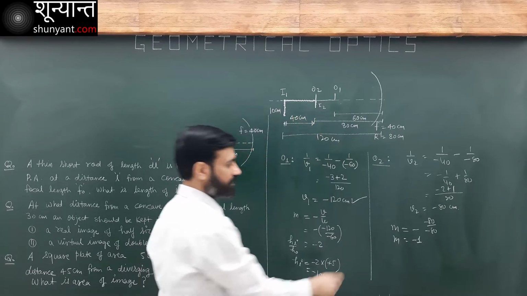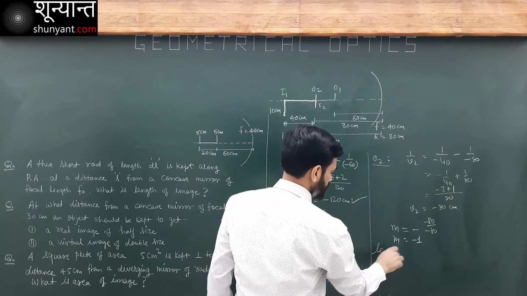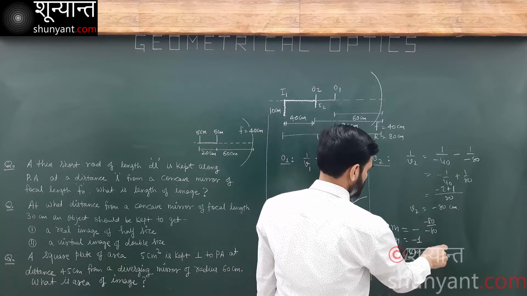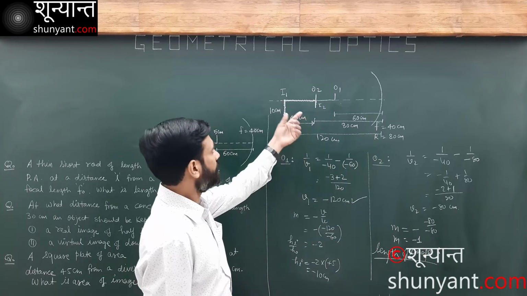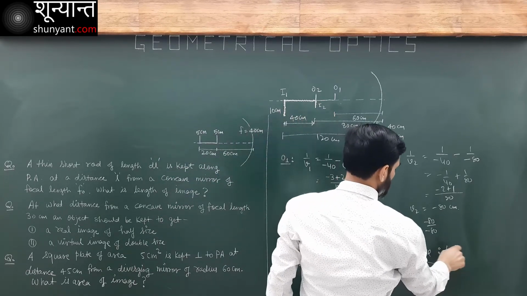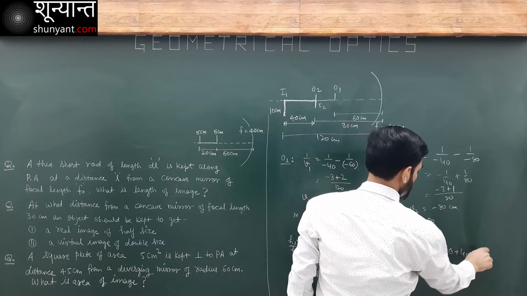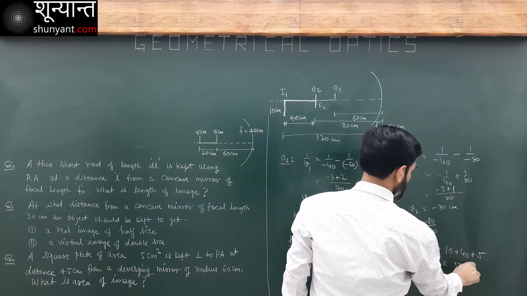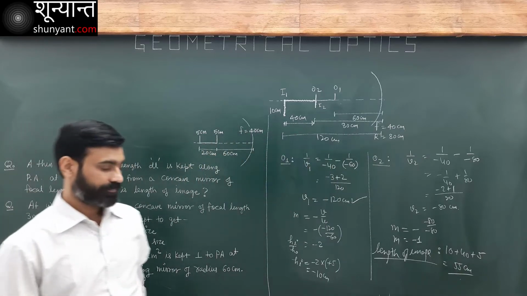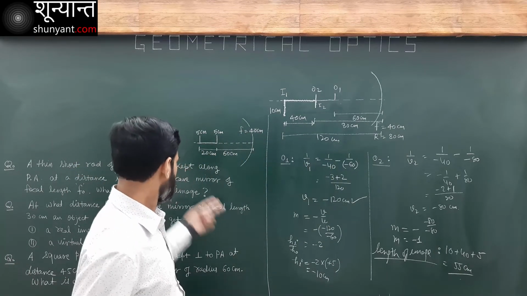Okay, so what is the length of image? Length of image is going to be 10 plus 40 plus 5. This is also 5 centimeter. 10 plus 40 plus 5, 55 centimeters. Okay, understood? Let's move ahead.